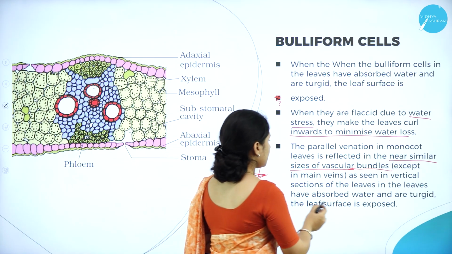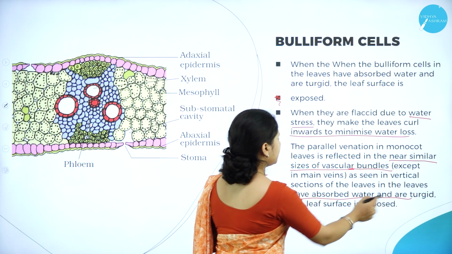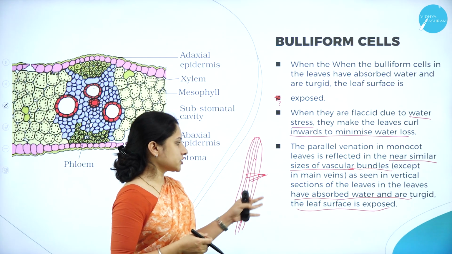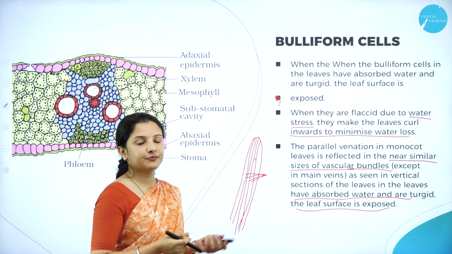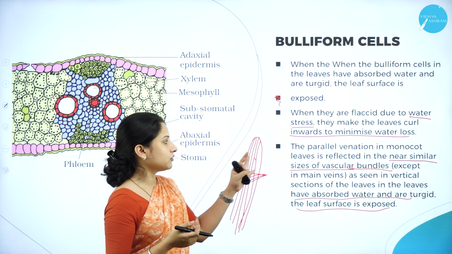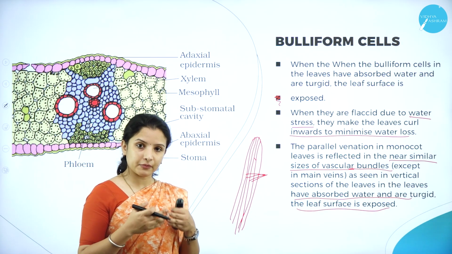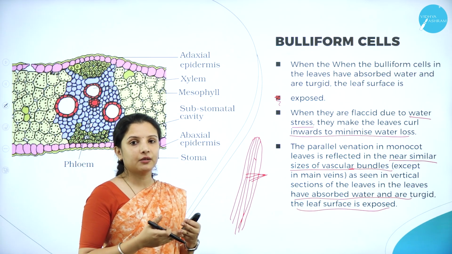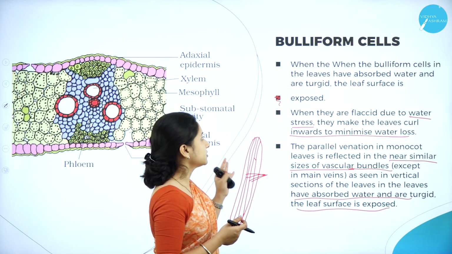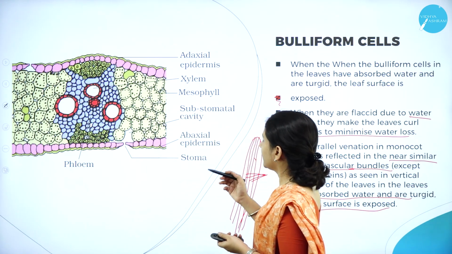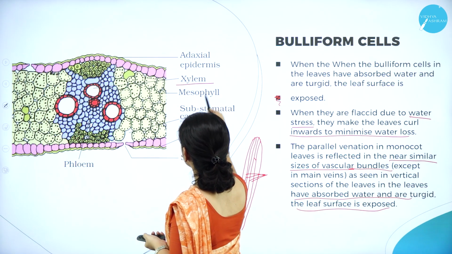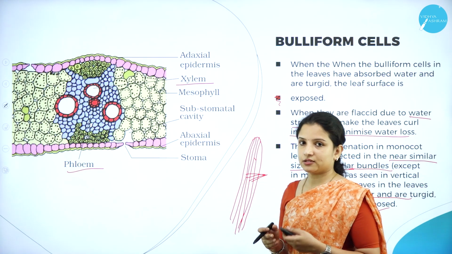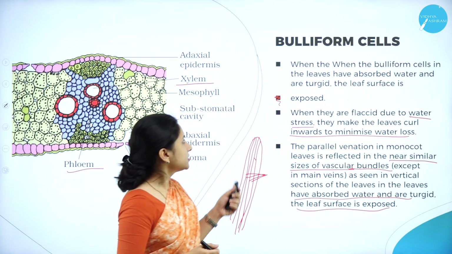And sometimes it varies depending on the amount of water that is absorbed, the turgidity of the leaf, how the leaf surface is exposed, and how much water is lost. All that also matters. Sometimes the size of the vascular bundle depends on these, but when it comes to the venation, because of the parallel veins, the vascular bundles are almost similar in size. So this is about the vascular bundle. We have the xylem and the phloem present, and throughout the leaf the vascular bundles are of similar size.